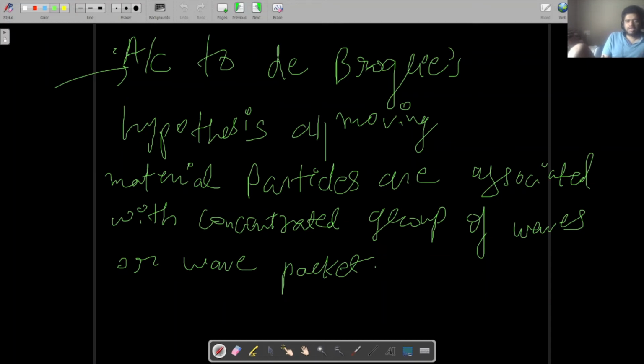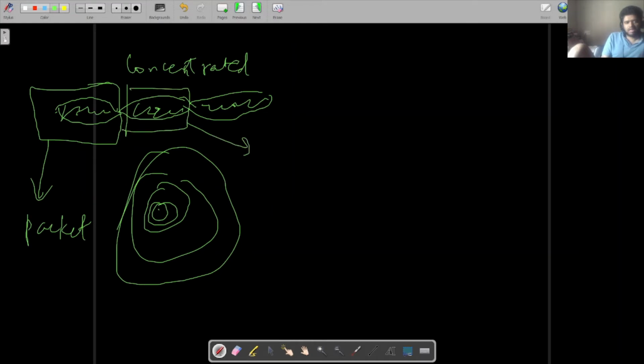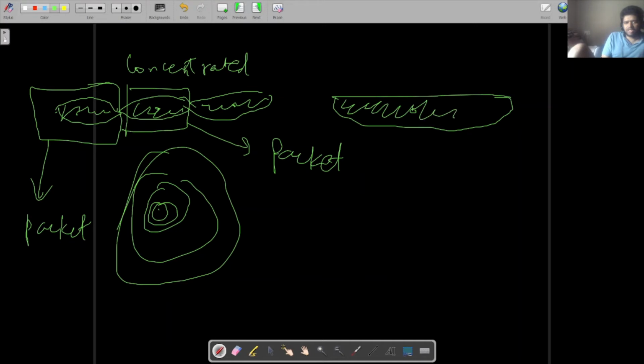So all material particles are associated with a concentrated group of waves or wave packet, and a single unit is called a wave packet. This is a single packet, this is another packet, and there will be many such packets. The particle always lies within this packet. Suppose this is the packet, then the particle can lie anywhere in this packet. Such is the hypothesis.